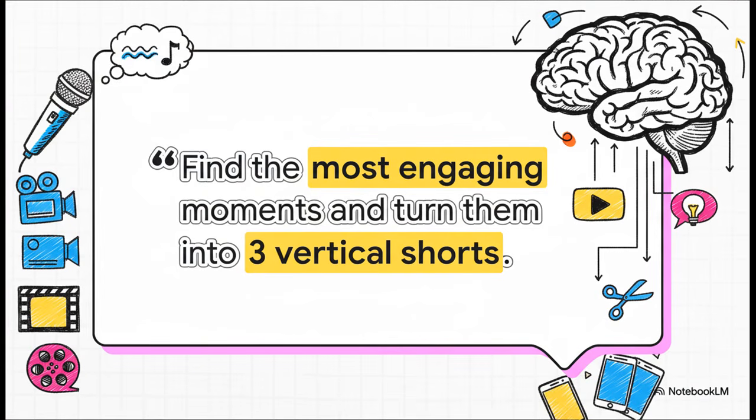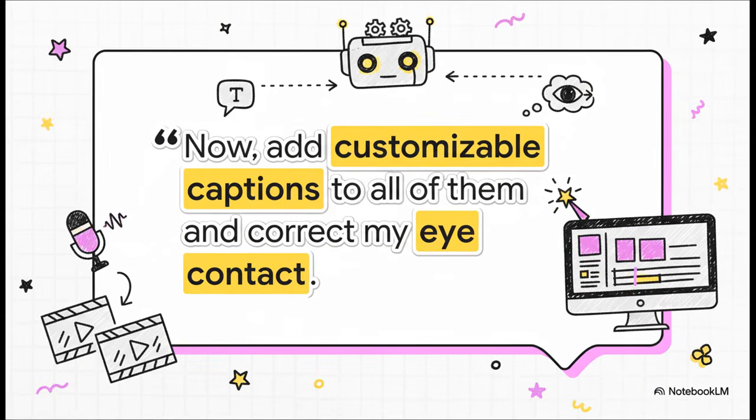So imagine you just finished recording a long podcast. Instead of spending hours scrubbing through it, you just type this. Find the most engaging moments in this podcast and turn them into 3 vertical shorts. And just seconds later, the AI delivers. But you're not done yet.